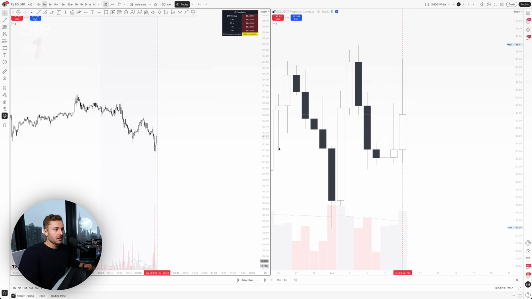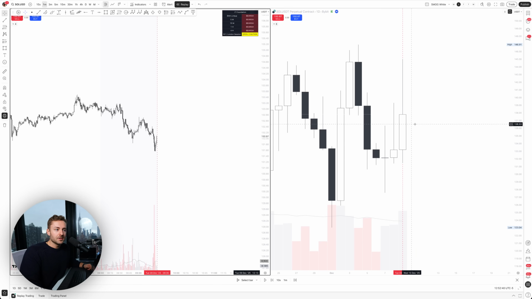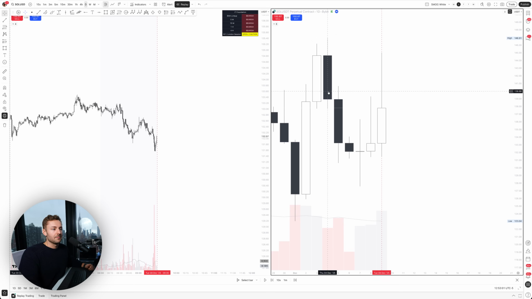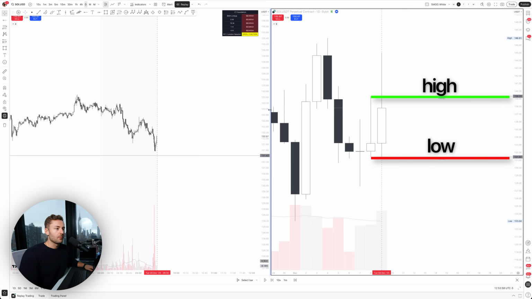So you'll see on my screen here, I have a 1 minute chart, which is where we're going to be executing our actual entries, and I have a daily chart here. What we want to do is first mark off the previous day high and low. So I'm going over to a daily time frame here on my right side, and I'm just going to use this tool here to mark off my high, and right here to mark off my low. I told you, pretty simple so far. Previous day high here, previous day low here. I'm going to explain to you why we're using this in a second.